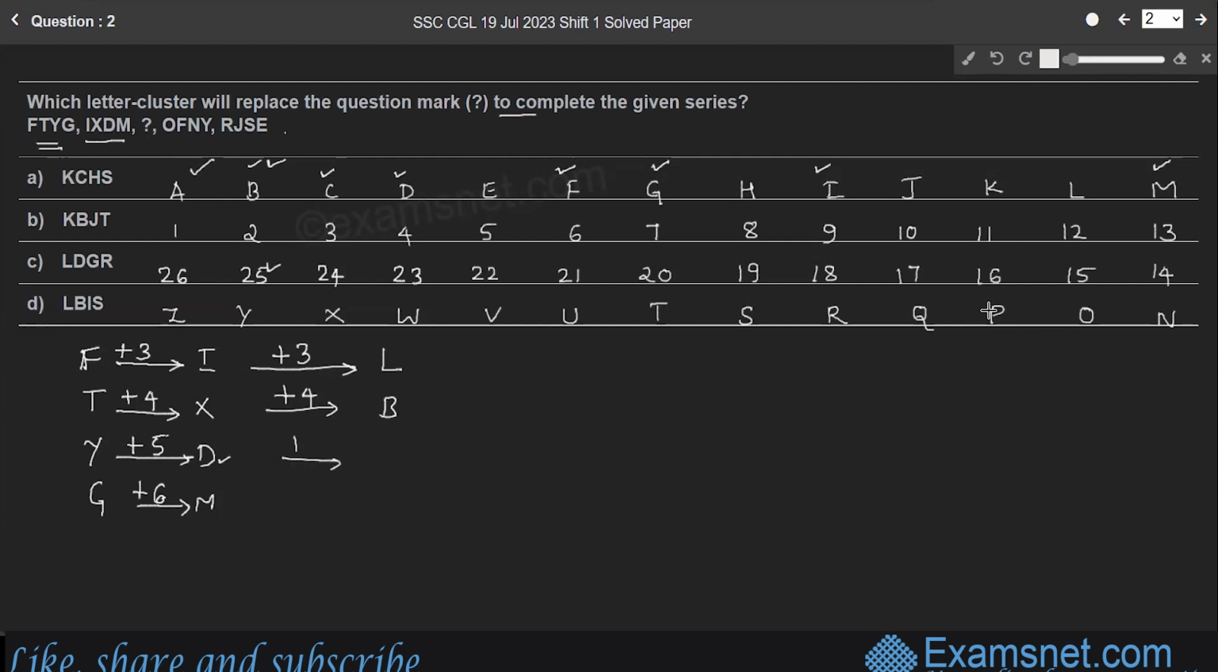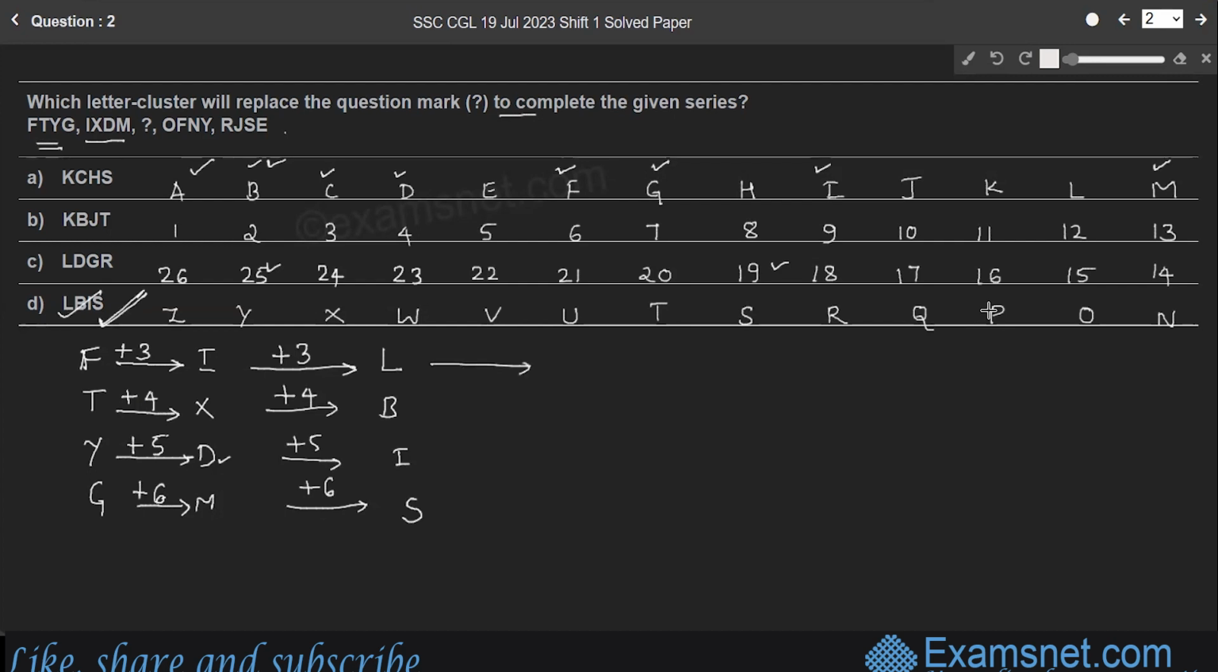Then D plus 5. D is 4, plus 5 is 9, which is I. Then M plus 6, right? So M is 13. 13 plus 6 is 19, which is S. Therefore, the third letter cluster is LPIS. So option D is the right answer, right?